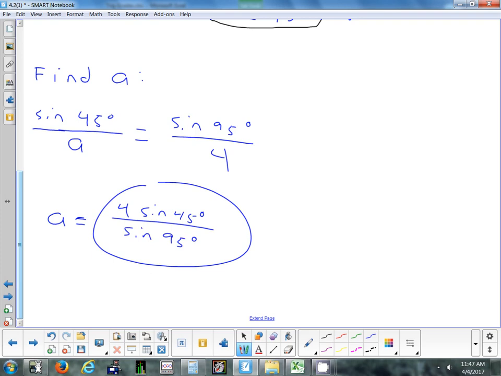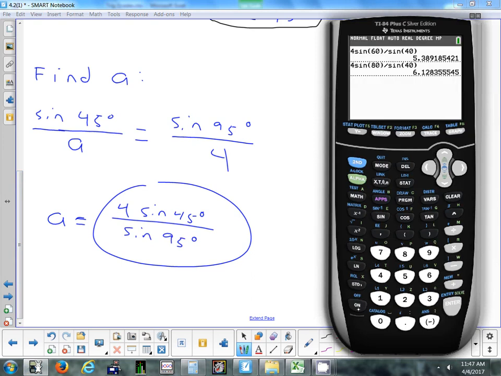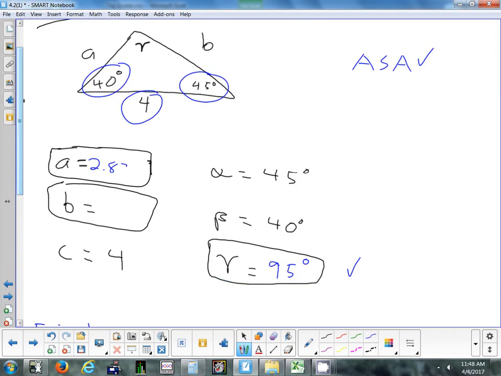Now just type that in and see what we get. Okay, so we got 4 sine 45 divided by sine 95. Do I need a parenthesis after the 95? No, because I don't plan on typing anything else in after it. If I was going to, then I would. Okay, so 2.839. Since beta is a little bit smaller than alpha, B is going to be a little smaller than A.